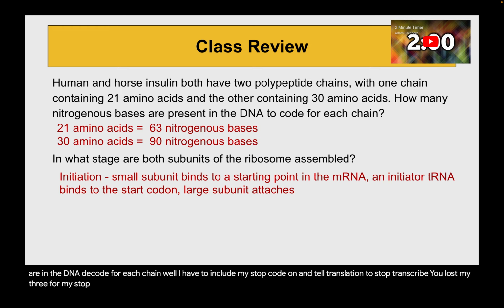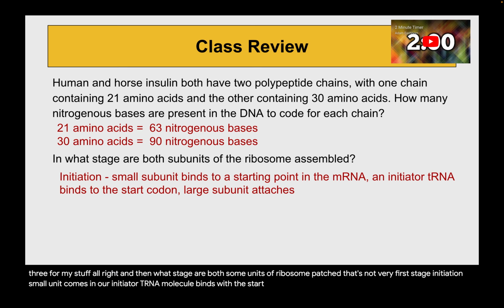All right, and then in what stage are both subunits of the ribosome attached? That's in that very first stage, initiation. Small subunit comes in, our initiator tRNA molecule binds with the start codon, and then our large subunit comes in. Any questions?